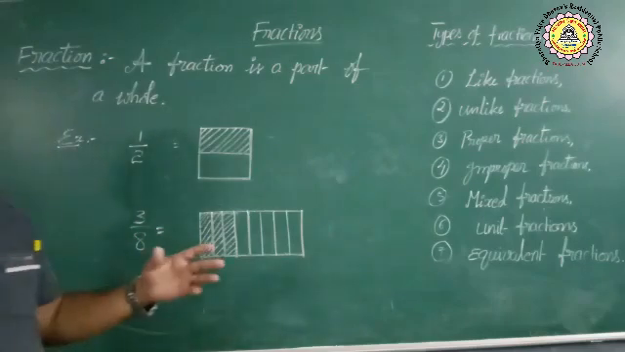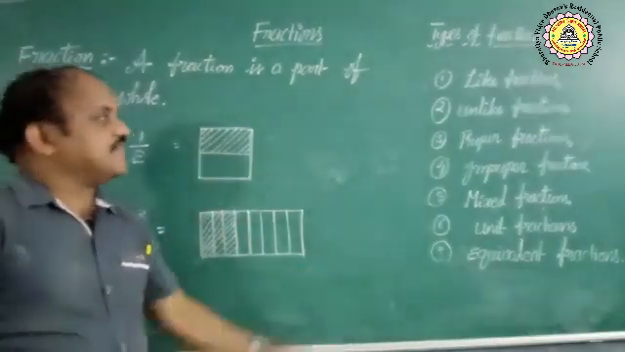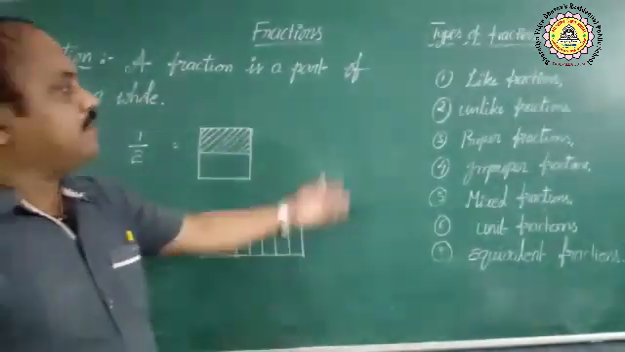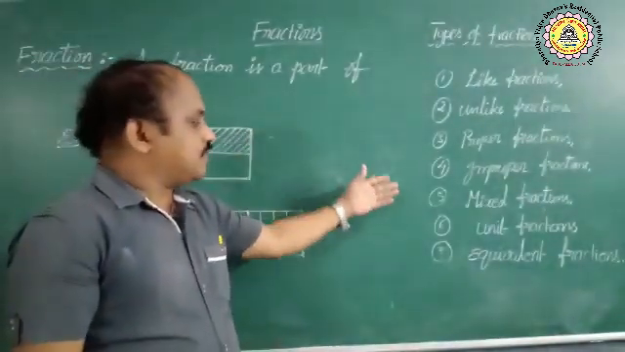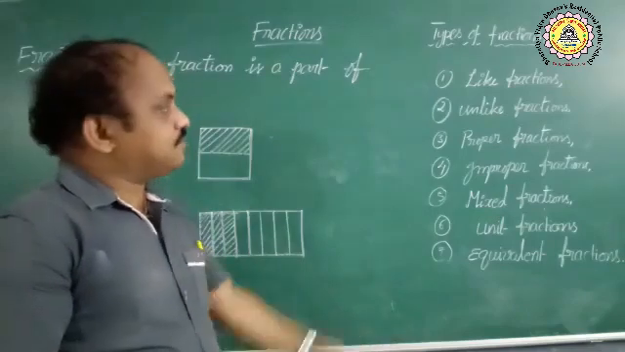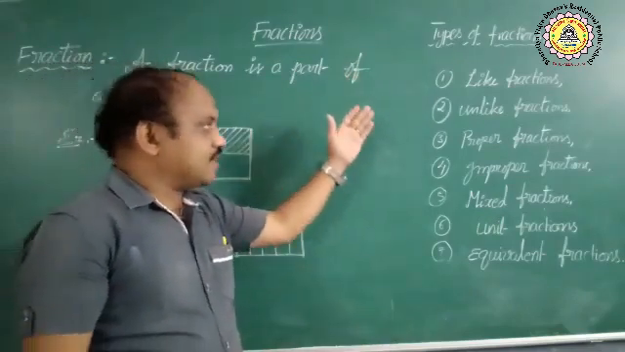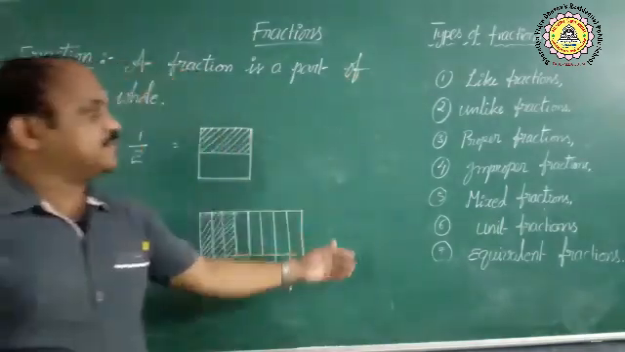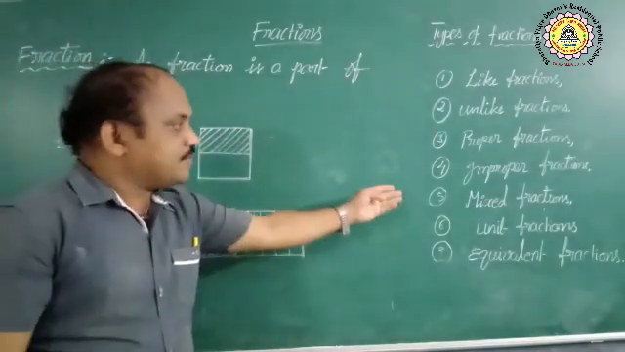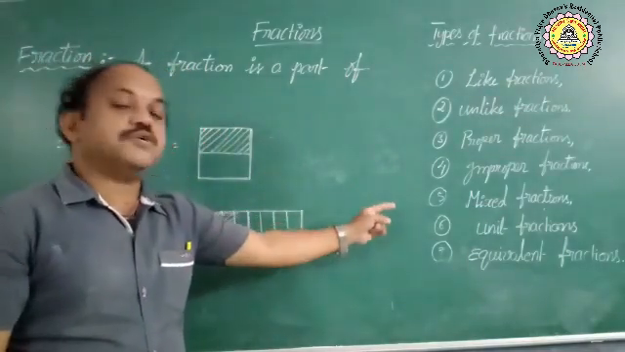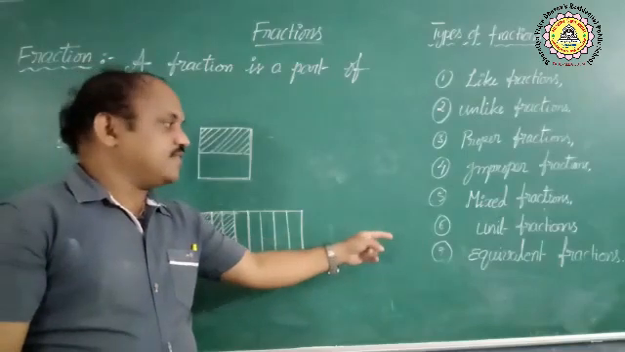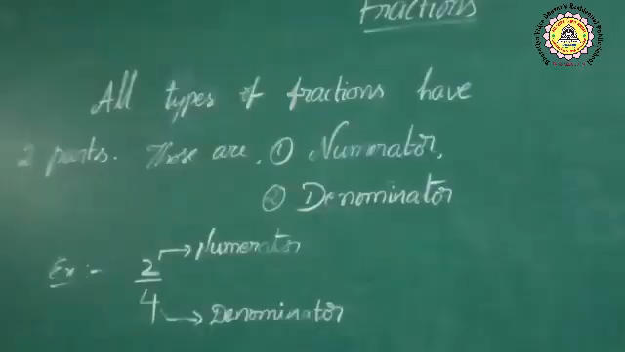Now let us know about the types of fractions. We have different fractions. Here we are going to discuss 7 types of fractions. The first one is like fractions, second unlike fractions, third proper fractions, fourth improper fractions, fifth mixed fractions, sixth unit fractions, and seventh equivalent fractions.